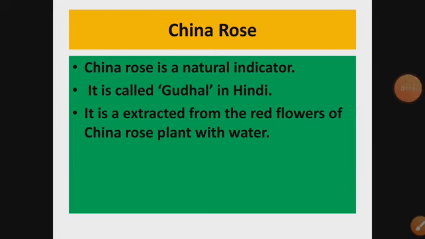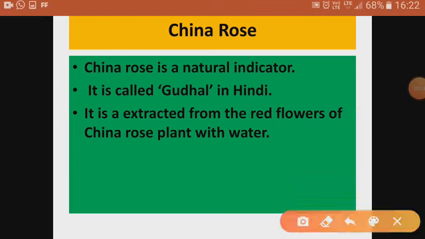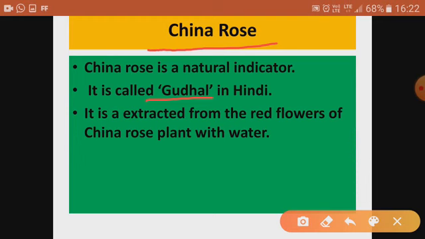Now the next natural indicator is the China rose. You all must be familiar with the China rose flower. It is a very beautiful flower. It is also called hibiscus or gudhal, gudhal in Hindi. It is also a natural indicator we obtain from nature, and it is extracted from the red flowers of the hibiscus, the China rose.